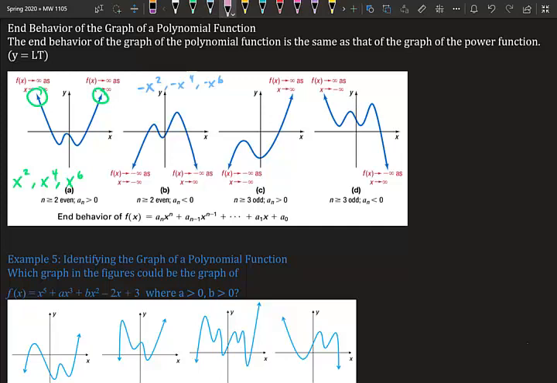The next one is if we had odd exponents, like x cubed, x to the 5th, x to the 7th. And next would be the negative versions of that: negative x cubed, negative x to the 5th, negative x to the 7th. The middle is what's going to be different, but what's going to be the same are the ends. That's why it's called end behavior. We know what it's going to do when we get to the ends.